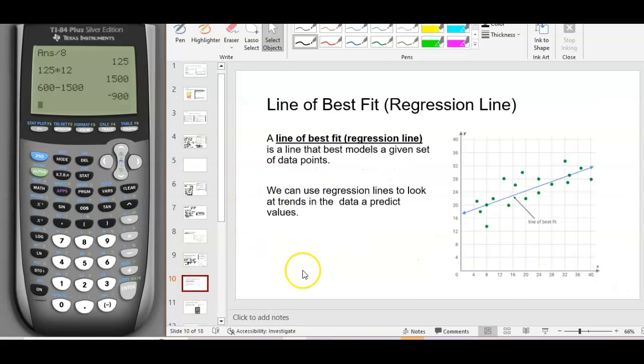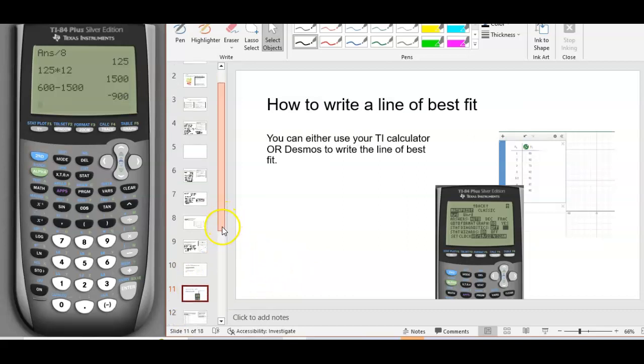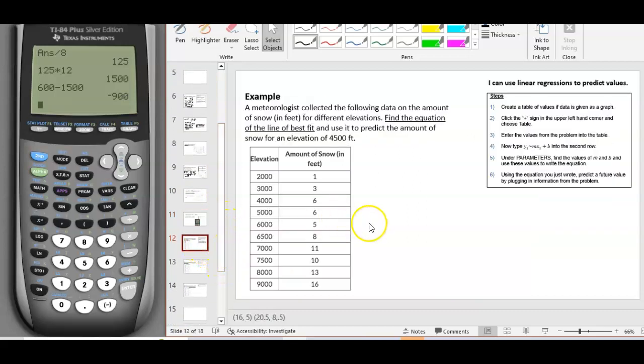Remember, lines of best fit are also called regression lines, and we can use our calculator to write lines of best fit. So let's look at this example. It says that a meteorologist collected the following data on the amount of snow in feet for different elevations. Find the equation of the line of best fit and use it to predict the amount of snow for an elevation of 4,500 feet.